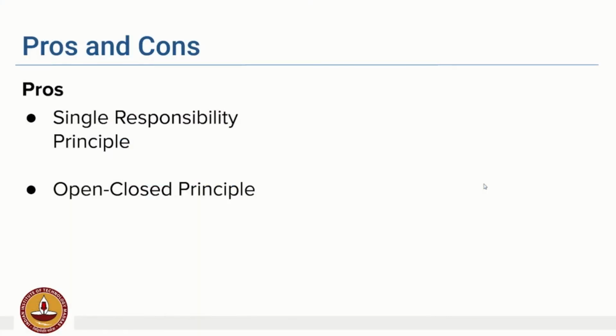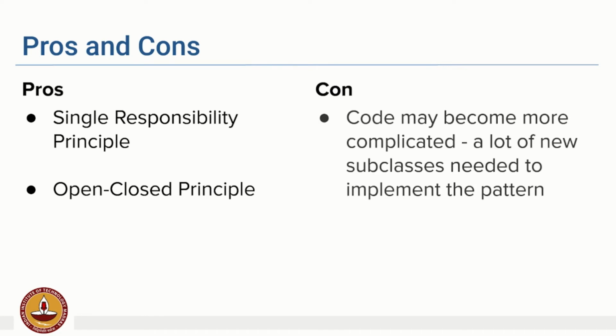Now, what are some cons of using this design pattern? So you might have observed that the code can become complicated, right? There can be a lot of new subclasses which are added, and this can make the code a little more difficult to understand. So hence we need to make a trade-off as to whether we need to apply this factory design pattern or not, based on the context in which we are writing the code.